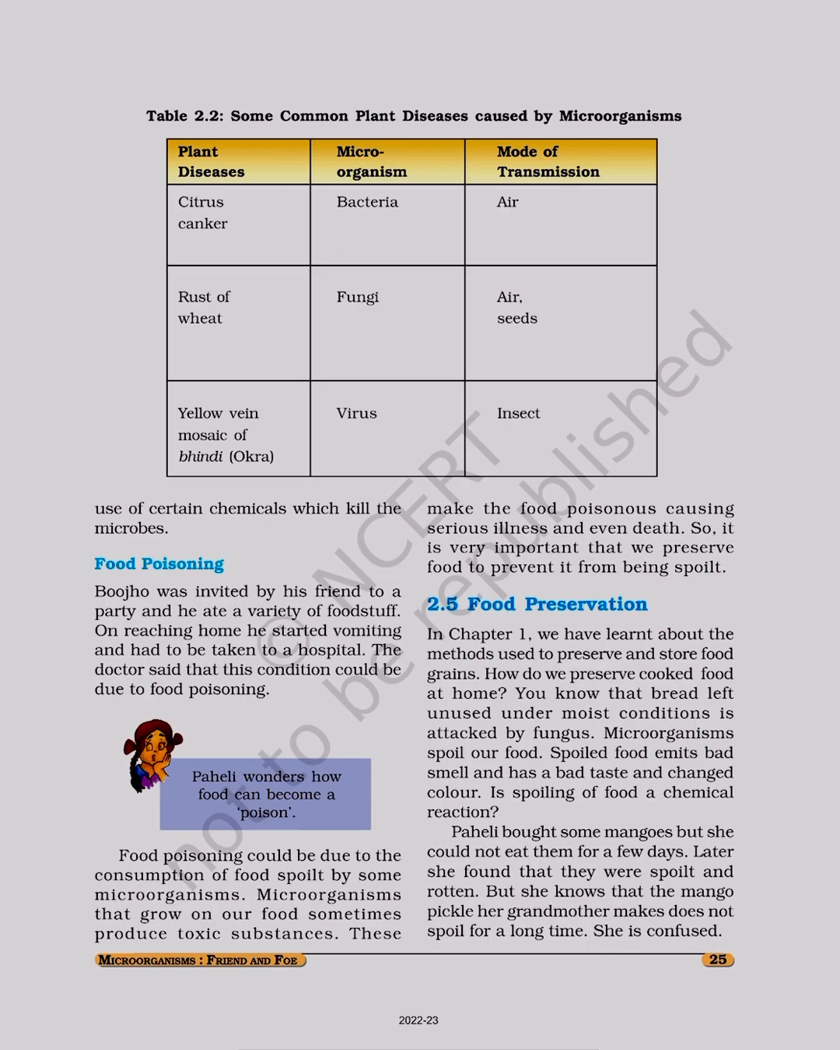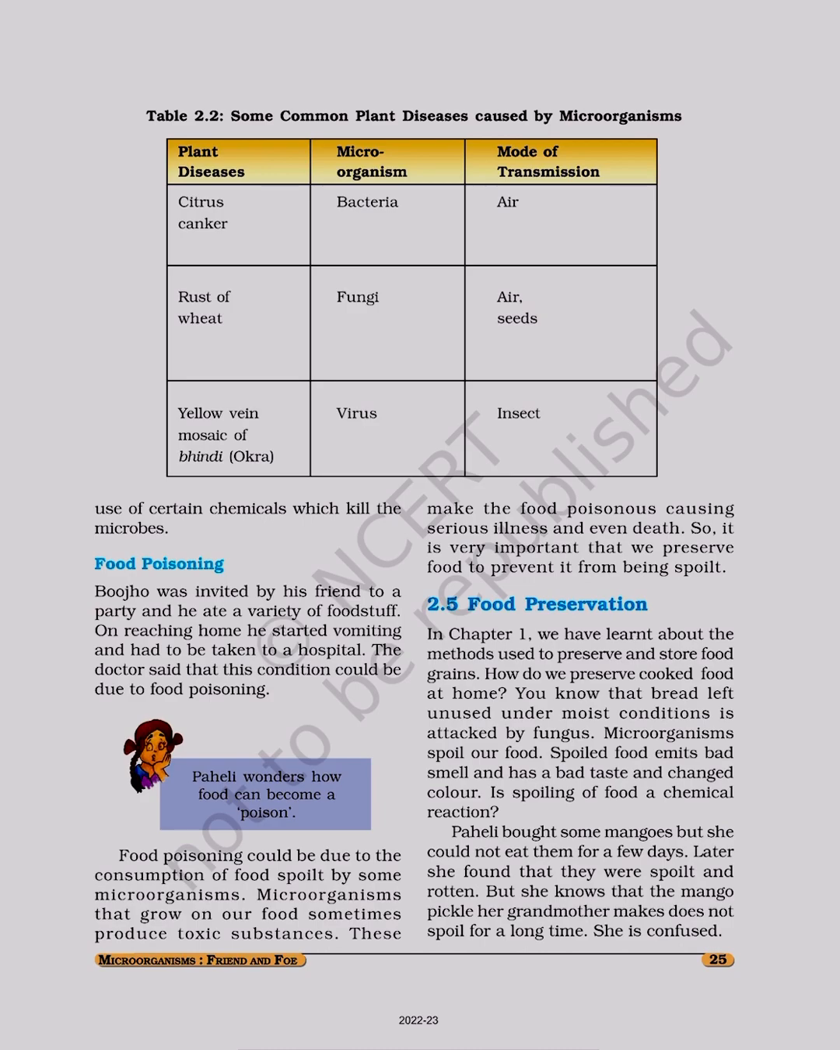Table 2.2, some common plant diseases caused by microorganisms. Plant diseases: citrus canker, rust of wheat, yellow vein mosaic of bhindi, okra. Microorganisms: citrus canker, bacteria; rust of wheat, fungi; yellow vein mosaic of bhindi, okra, virus. Mode of transmission: citrus canker, air; rust of wheat, air and seeds; yellow vein mosaic of bhindi, okra, insect.